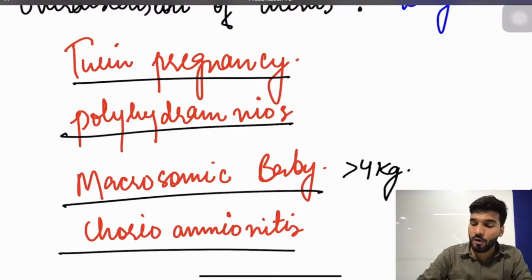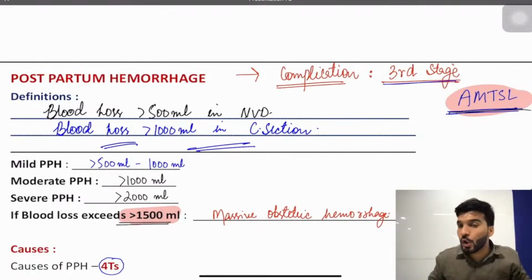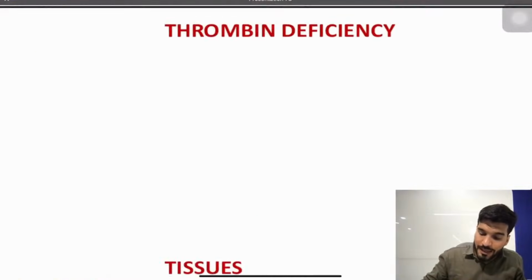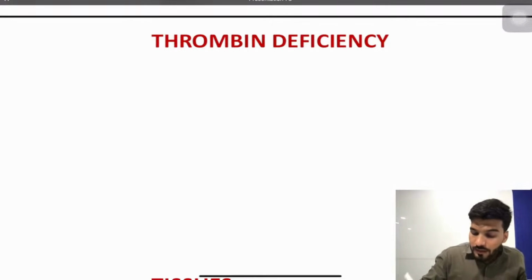That's why the first step of active management of third stage of labor is a uterotonic agent. It's the administration of the uterotonic agent, oxytocin, so that the tone will be maintained and the patient will not have a hemorrhage. Okay, followed by that, thrombin deficiency, a clotting factor related problem.